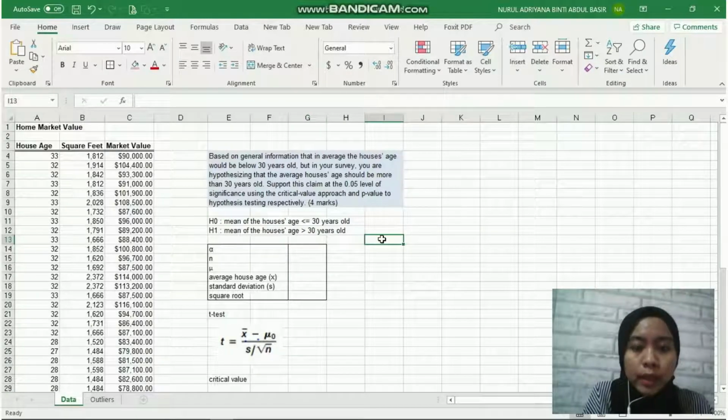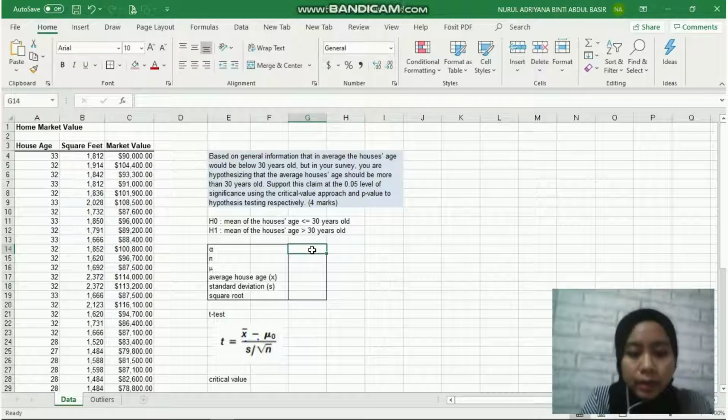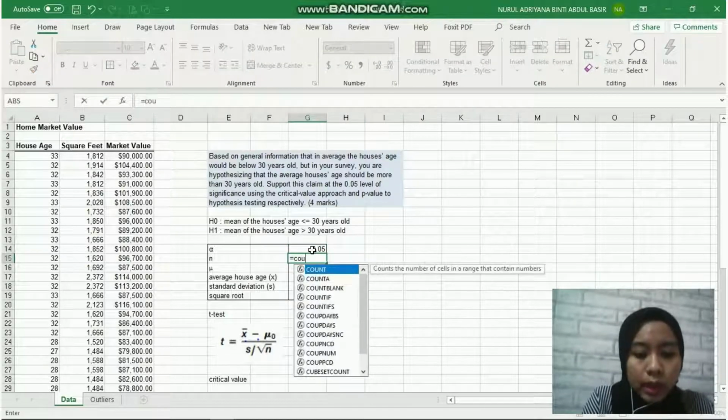First, we need to find the H null and H1. It is listed in the equation that H null is the mean average of the house's age is below 30 years old. And for the H1, the mean of the house's age is more than 30 years old. For the alpha 0.05, and we use the formula COUNT.